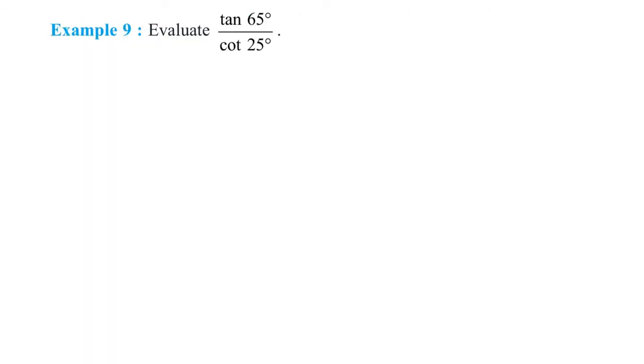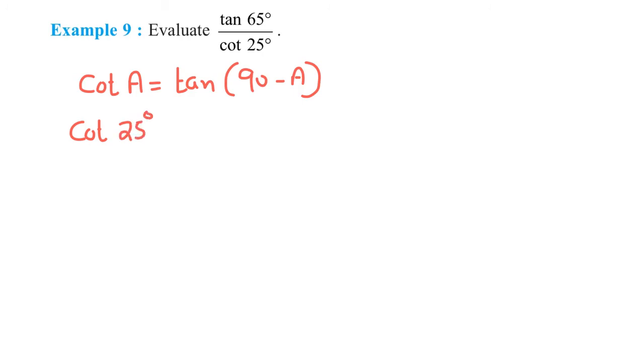Let us try to solve this. Evaluate tan 65 degrees over cot 25 degrees. Do we know what cot A is equal to? Cot A is equal to tan 90 minus A. We know that. We just learnt it from the previous slides. So, cot 25 degrees. Can I write this as tan 90 minus 25? Because cot A is tan 90 minus A.